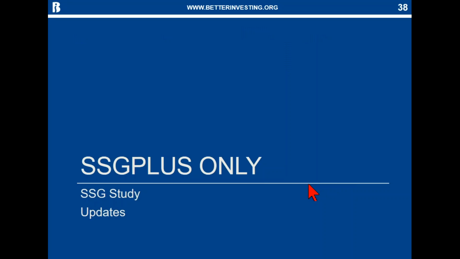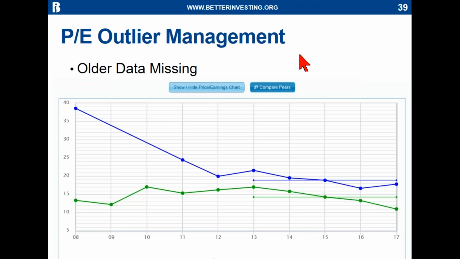Okay. Now this is an SSG Plus only update or feature improvement. This suggestion came about from a gentleman who looked at a graph like this and said, where are my PE outliers? Where are my PE dots? He's in the SSG Plus, looking at his 10-year graph of PE values, and realizes that some data is missing. Well, what happened is that about 3-4 years ago, he took that data as an outlier and excluded it.